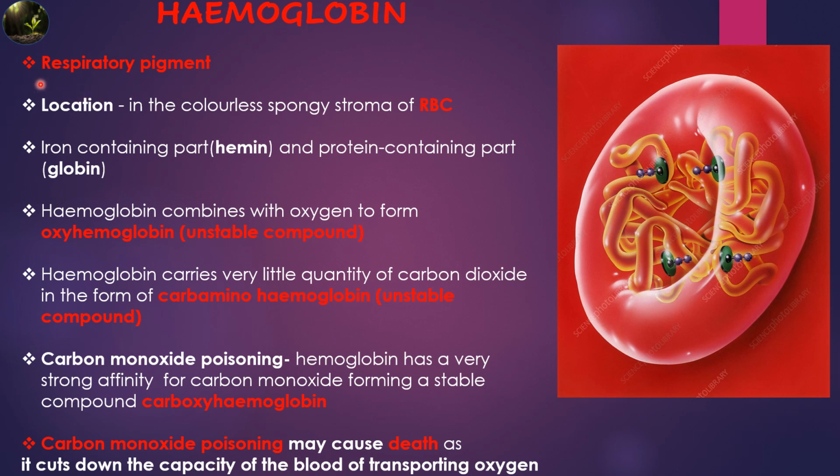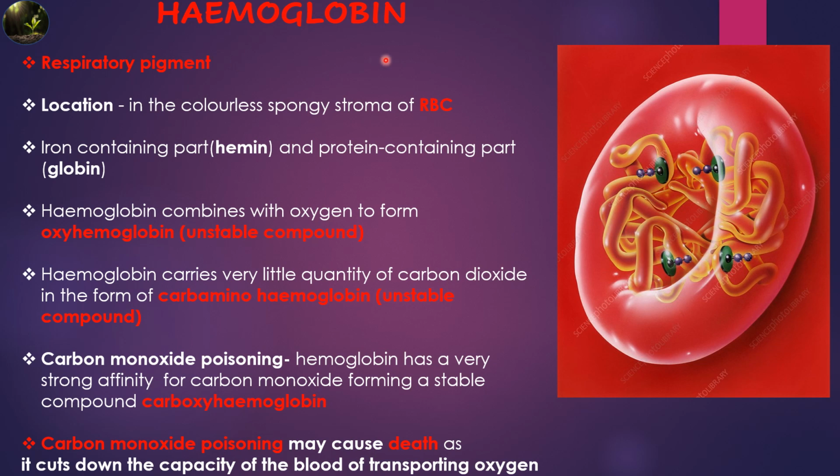The next point is that it is also known as respiratory pigment. Why is it called respiratory pigment? Because it carries oxygen and carbon dioxide. That's why it is called respiratory pigment. Where is the location of hemoglobin? It is present in the colorless spongy stroma of RBC. You can see in this diagram it is present in the colorless spongy stroma of RBC. Because of this hemoglobin, RBC is red in color.